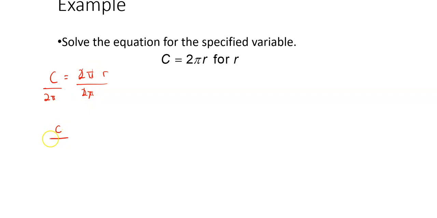So on the left side, I get c over 2 pi. On the right side, I get just r. So I've solved the circumference formula for r. Now I can get the radius based on the circumference and 2 pi.